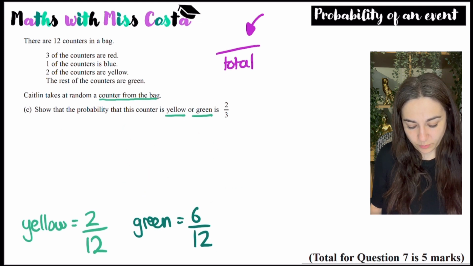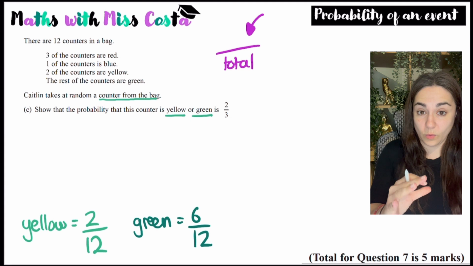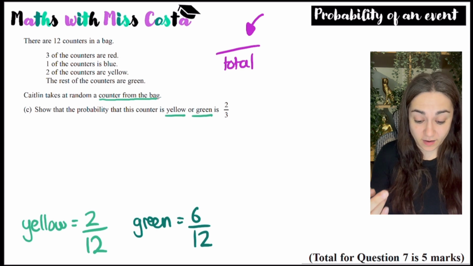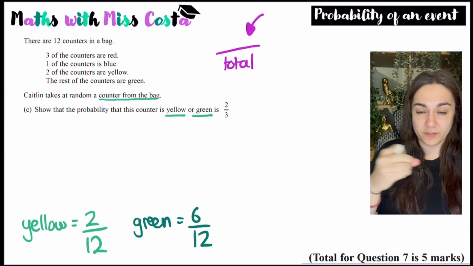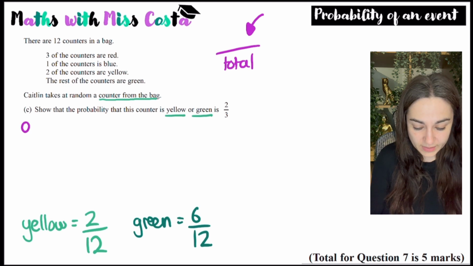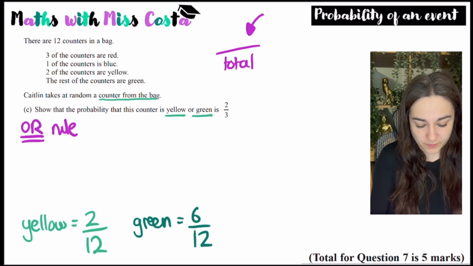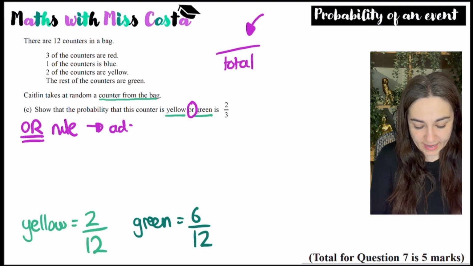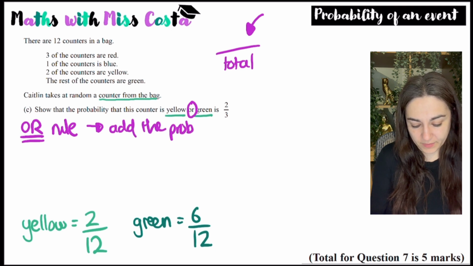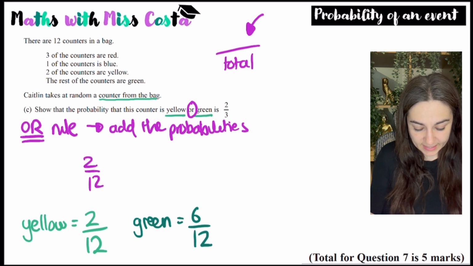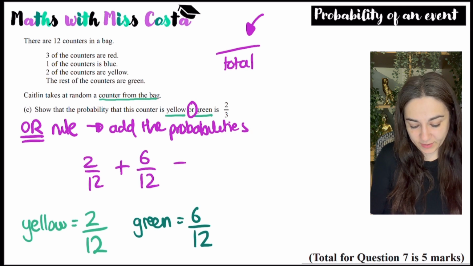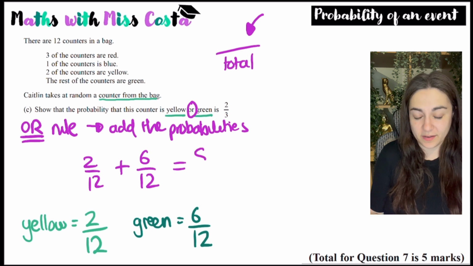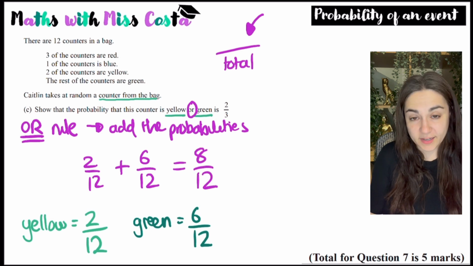And how do we work out the probability of something or something else happening when the events are mutually exclusive? So that means only one of them can happen at one given time. We use the or rule. So whenever we see the word or, trying to work out the probability of this or that happening, we add the probabilities together. So the probability of it being yellow is 2/12, and the probability of it being green is 6/12. So we just add the 2 together, which is 8/12. So that's the first part.